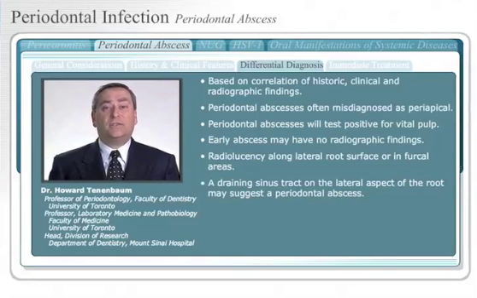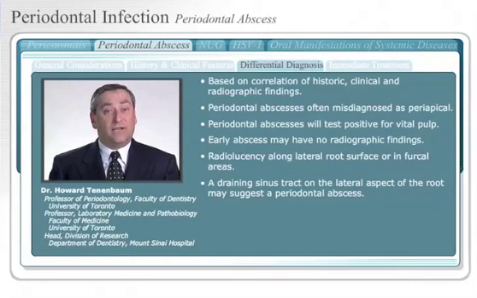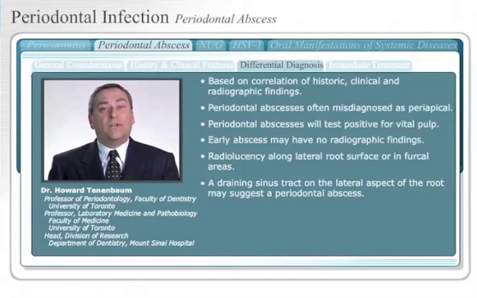A draining sinus tract on the lateral aspect of the root may suggest a periodontal abscess. In contrast, a sinus tract located farther apically may indicate a periapical abscess, particularly if one cannot find periodontal pocketing. A radiograph made with a sterile gutta-percha point or a periodontal probe inserted into the depth of the sinus tract should be used in determining the location of the abscess.